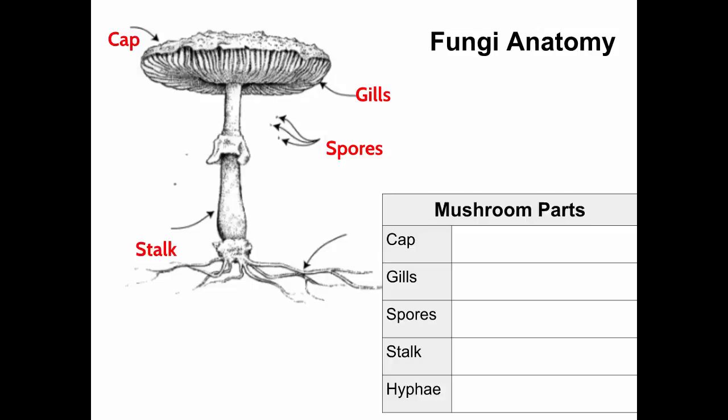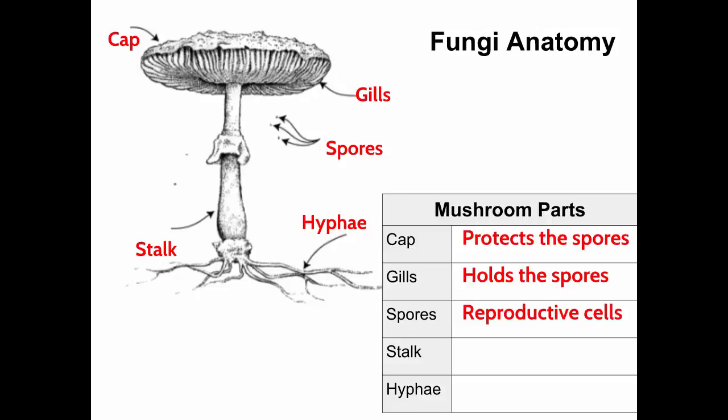And those spores are the reproductive cells. The stalk is the stem that grows out of the ground, and then the things that you might think are roots, they're called hyphae. So the cap protects the spores, which are produced in the gills. Spores are the reproductive cells.